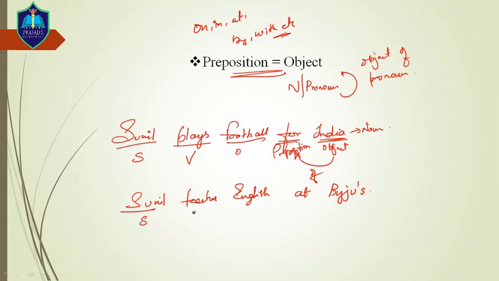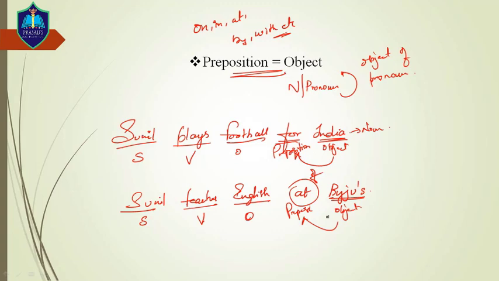So Sunil is the subject, teaches is the verb, English is the object, and at is a preposition followed by Byju's. Byju's is the name of an institute, and that becomes the object here, making it the object of the preposition. Very simple, right? In English, every preposition is followed by a noun or pronoun, making it an object of the preposition. A very important note you have to remember.